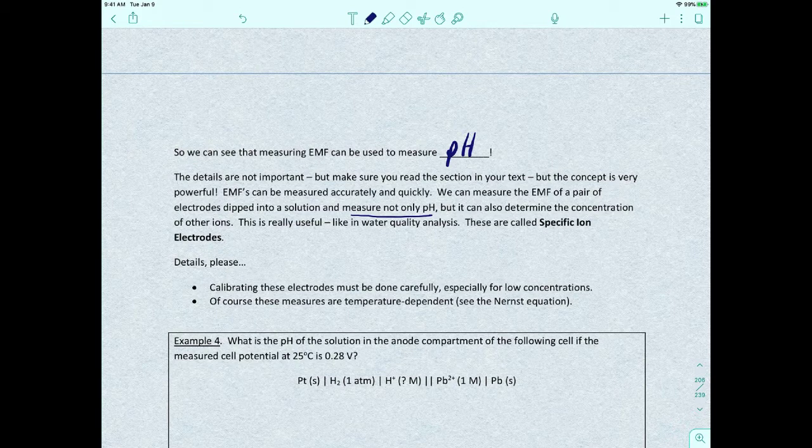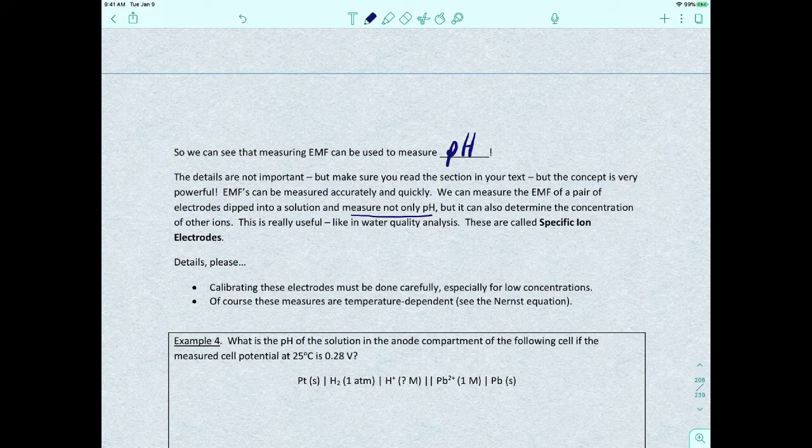Now, a couple of things to talk about. Calibrating these electrodes must be done carefully, especially for low concentrations. It's super powerful, but you've got to know what you're doing with calibrating the electrodes. If you don't, your calculations are going to be way off. Of course, everything is temperature dependent, and we get to see the Nernst equation for that because you've got a temperature factor in there as well.